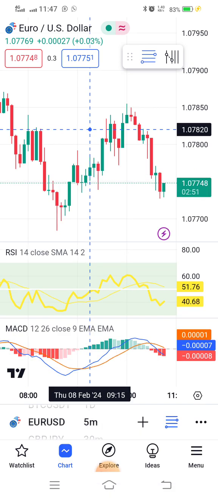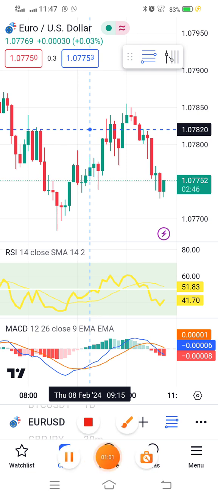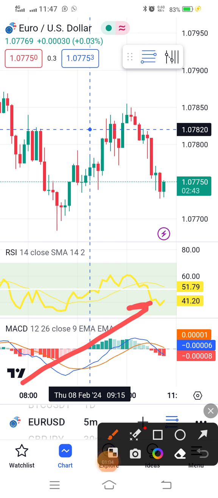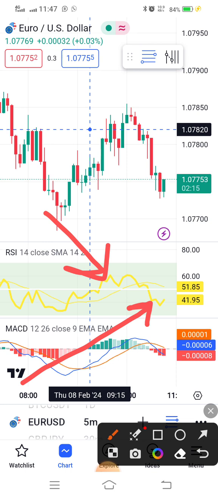In this case, we can see where price action is currently. Price action is on the buy zone. Anything below 50 on the RSI is on the buy zone. Then anything above 50 is on the sell zone. So when price action is trading below 50, you should be looking out for buy opportunities. Then when price action is on the sell zone, you should be looking for sell opportunities.